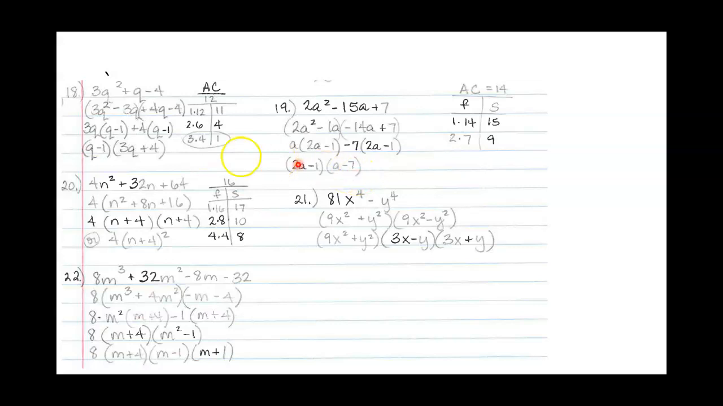All right, then for number 20, first thing I want to do is take out my greatest common factor. So you can see every one of these has a 4, or I could make a factor tree if I didn't recognize that.